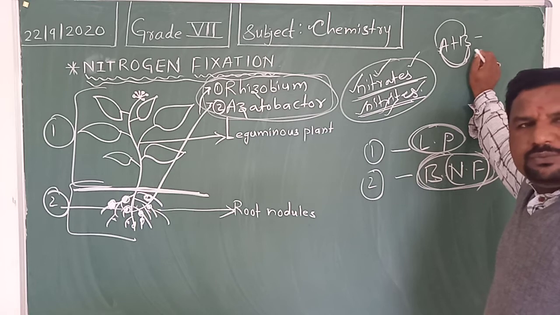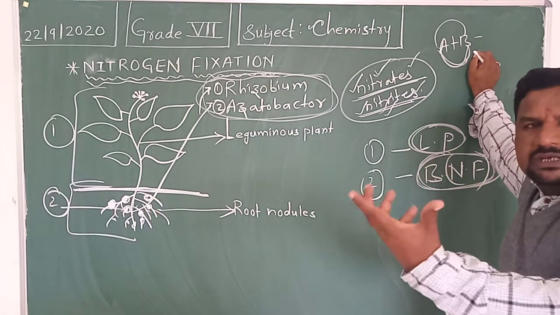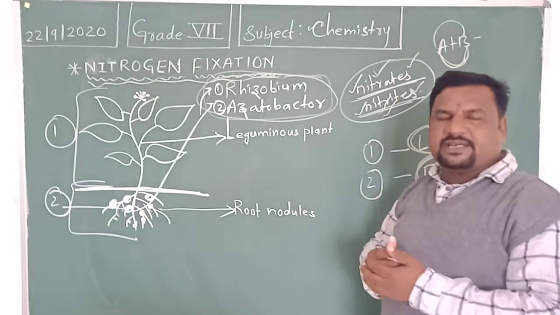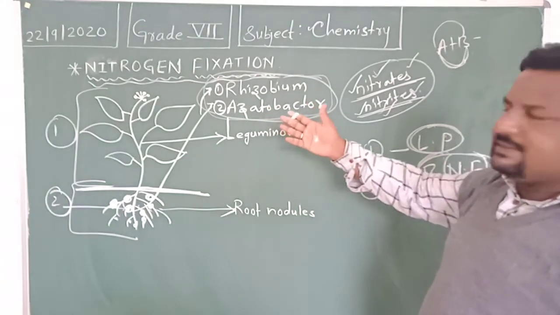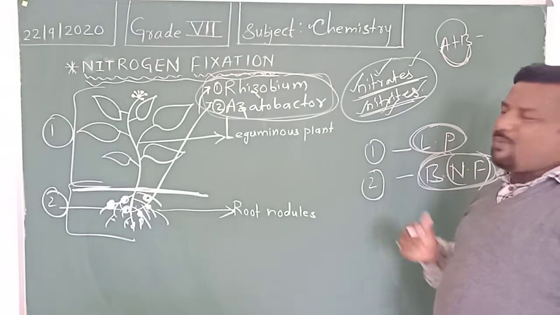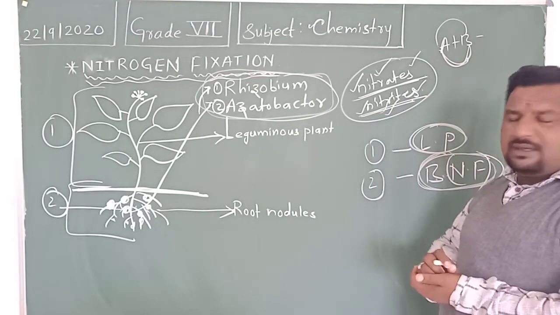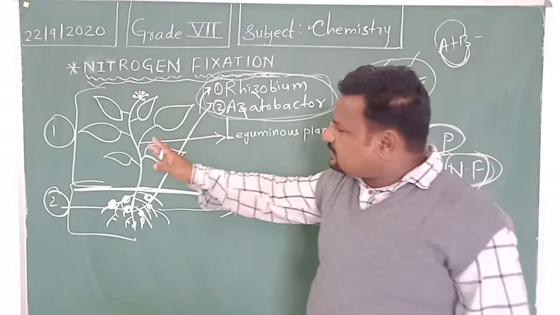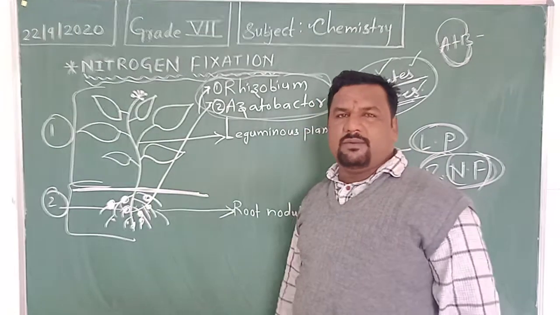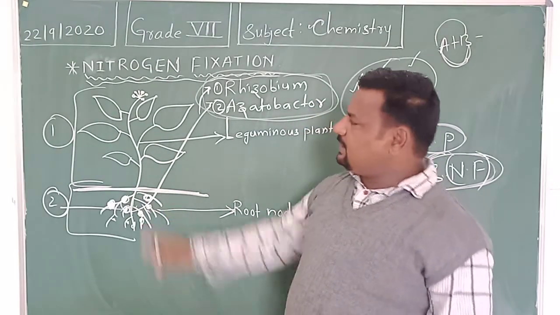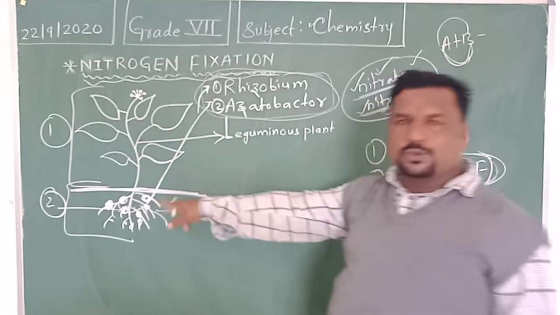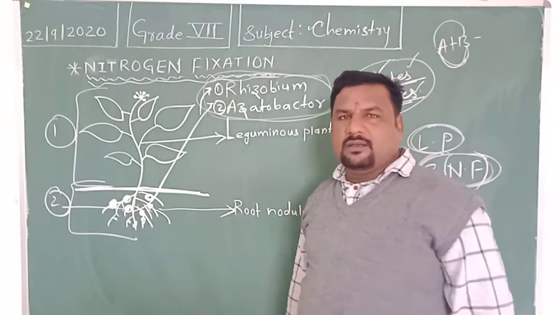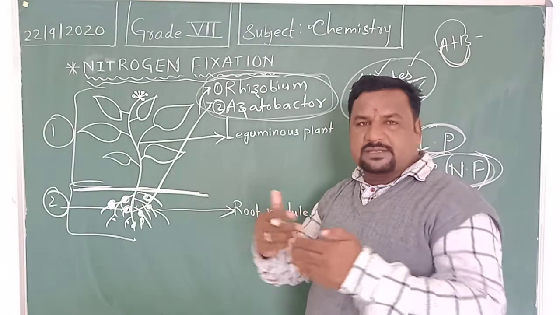What do you mean by symbiosis? An association in which two organisms live and help each other. Here also we can see a symbiotic association. What kind of symbiotic association do we see here? Bacteria are helping the plant by converting the nitrogen. In turn, the plant is giving the required food to the bacteria. So here there is an association of two organisms. One organism is the leguminous plant, the other is the nitrogen fixing bacteria. They are helping each other.